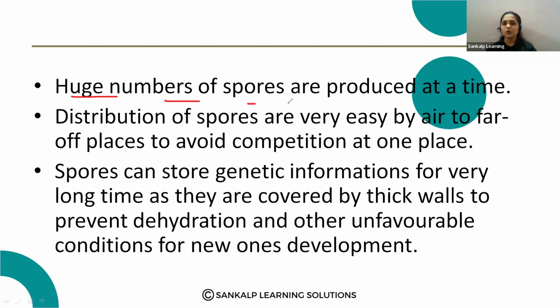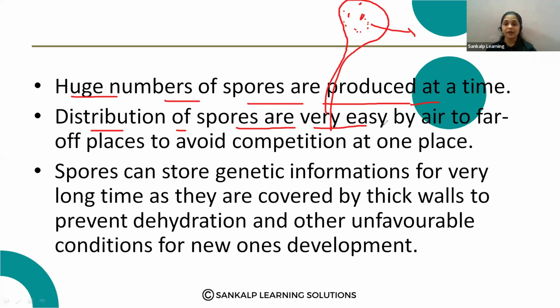Here, what are the advantages of production of these spores? Huge numbers of spores are formed at a time inside the sporangia. You have observed the structure, sporangia. This is the sporangia. Inside the sporangia, a huge number of spores are formed, and distribution of spores is very easy by air, and they fall in another place to avoid the competition at one place.